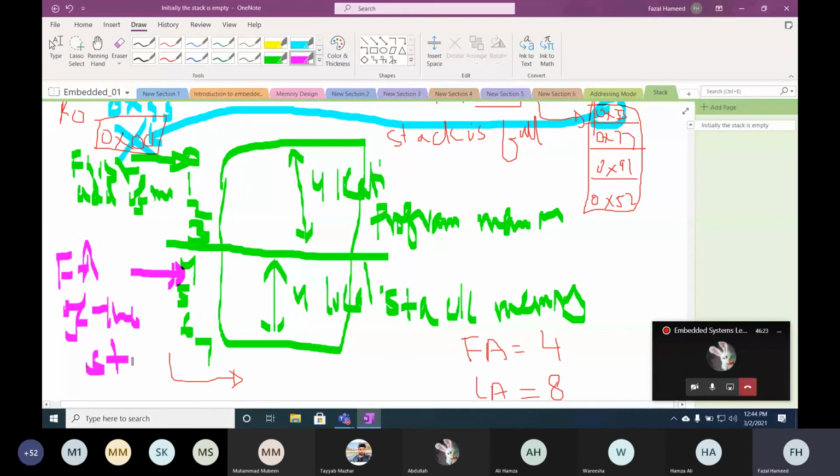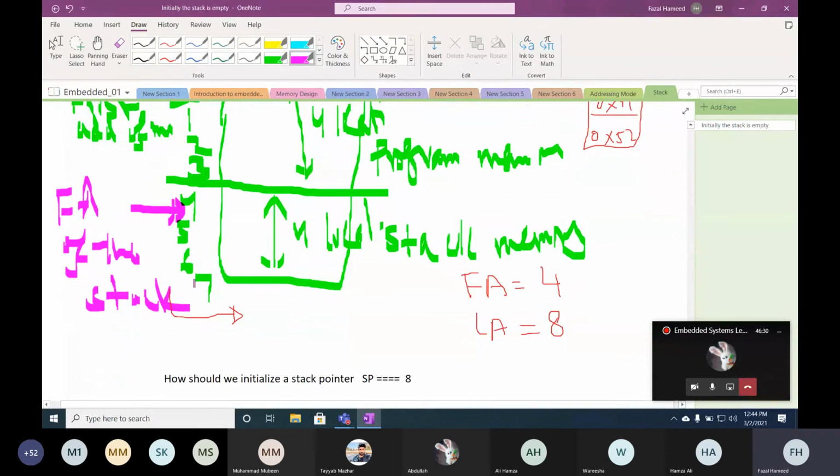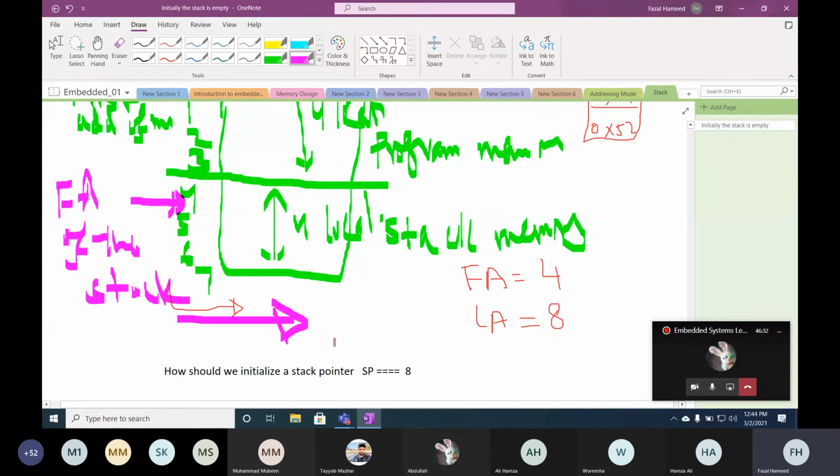So when the stack is pointing to the first address of the stack, this is FA, we call it FA. It means that the stack is now full. And when the stack is pointing to the bottom element, it is not pointing to any location. So it means that this stack is now empty. So these are two different operations. If you want to push an element in the stack, we will use register indirect with pre-decrement addressing mode. And if we pop an element from the stack, we will use register indirect with post increment.